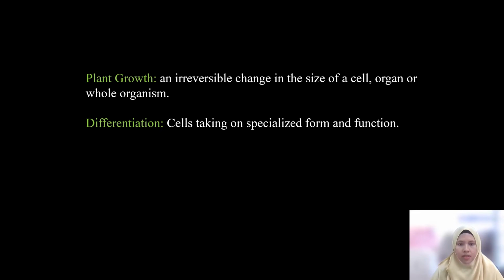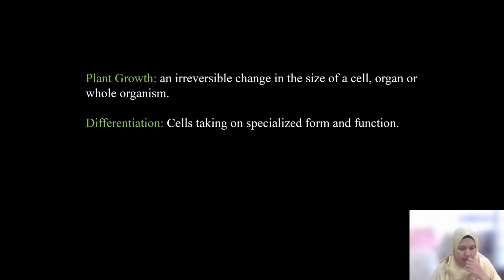So plant growth is an irreversible change in the size of a cell, organ, or whole organism. There are a few key points in this definition. The first one is the irreversible change. So when the plant grows, it can't go back to the state where it was before. It's the same for humans as well. When we grow up to adult, we cannot go back to being a kid, a child.